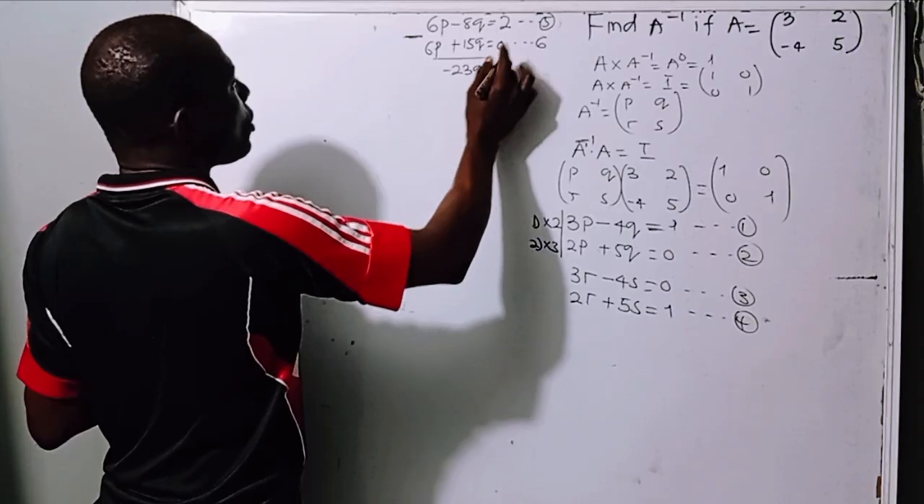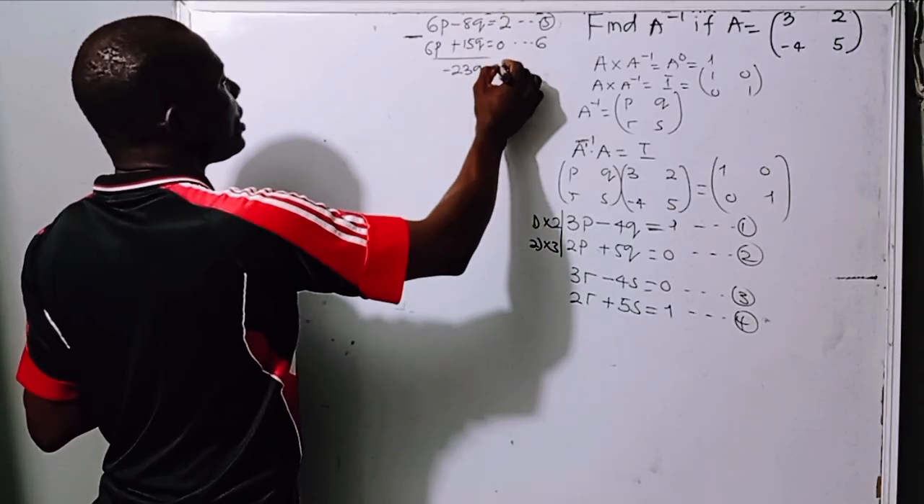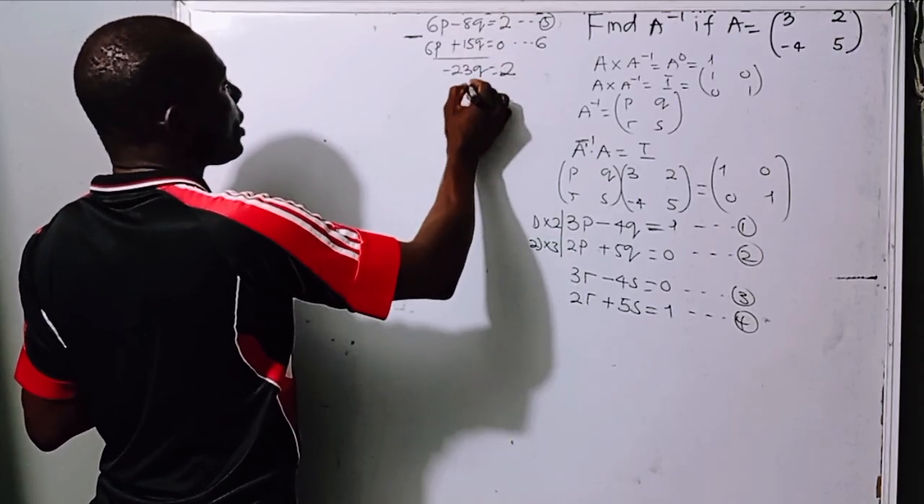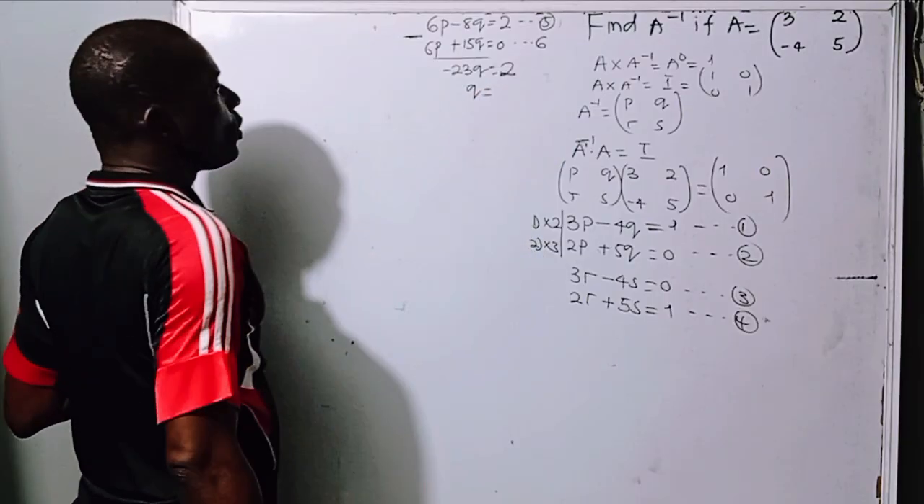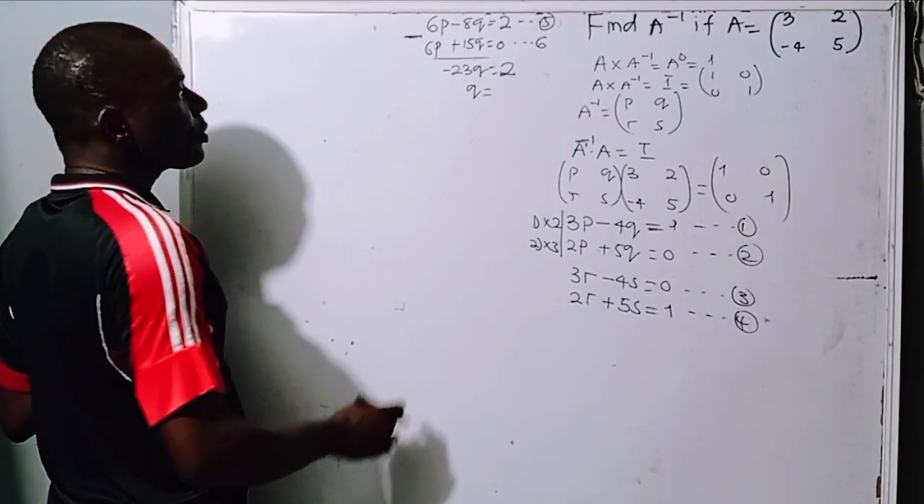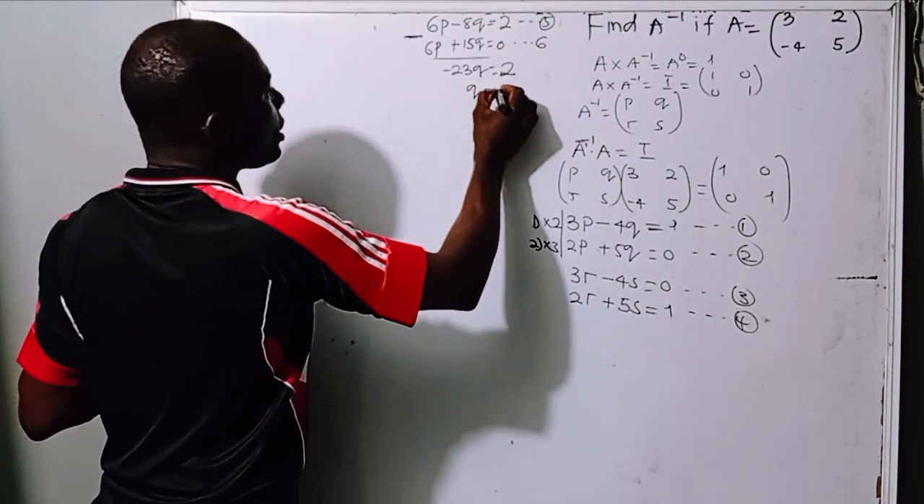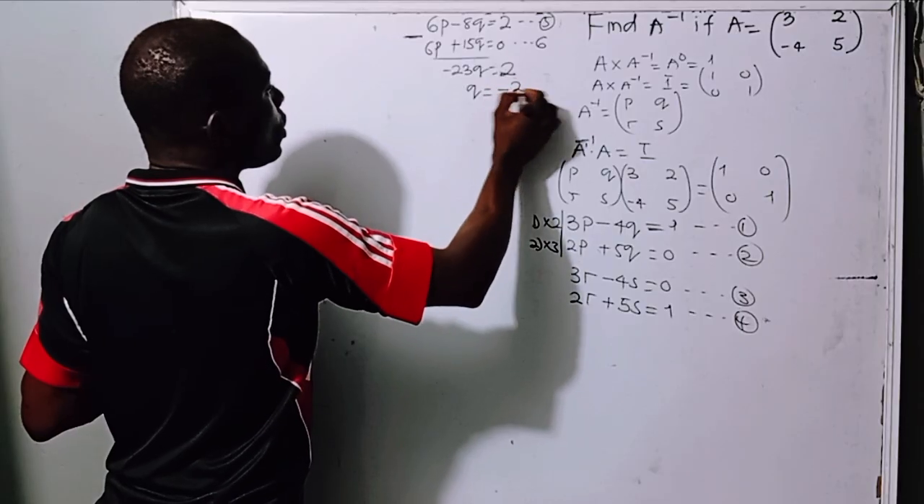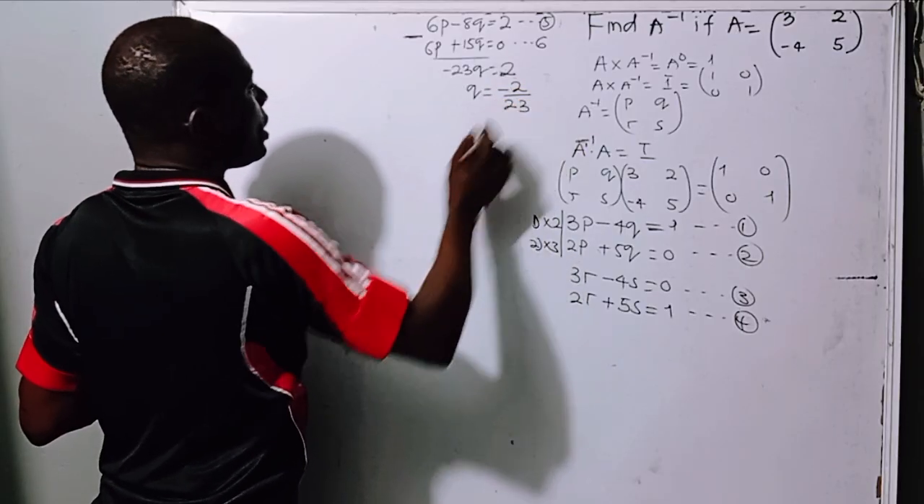So 2 minus 0 is exactly 2. So q, to obtain the value of q, divide both sides by 2, and this gives negative 2 over 23.